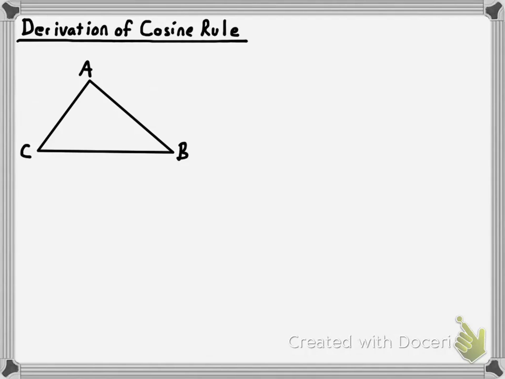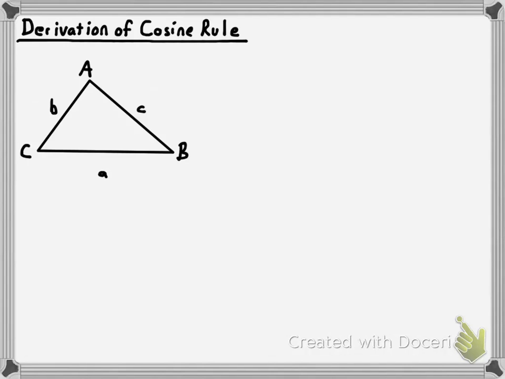Now here's the idea with the cosine rule. What we're trying to do is come up with a way to relate the three side lengths of a non-right triangle. So I've got the triangle ABC, and I can say that this is side b over here, this is side c, and this is side a down here.